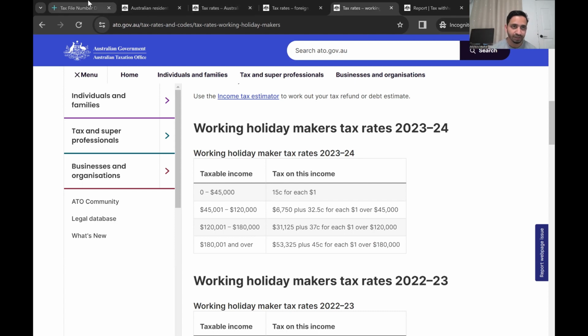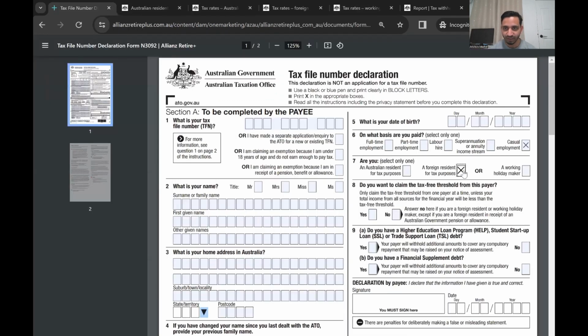So on the form right here, if you're a working holiday maker, you want to tick this working holiday maker box, and you have to tick no. If you say yes, that's an automatic no anyway, because you don't have any tax-free threshold available to you. You want to make sure that you're doing that. But I know from experience that a lot of you will be in a situation where you are an Australian resident and you want to claim the tax-free threshold.